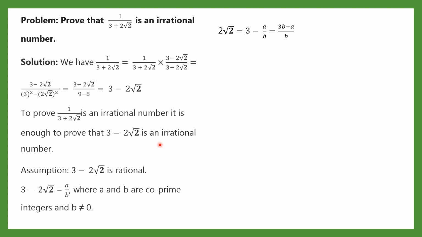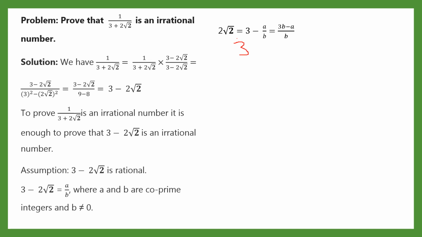As it is rational, 3 minus 2 root 2 is equal to a by b, where a and b are co-prime integers and b not equal to 0. Now you have to simplify this equation. Check carefully. In this equation, the irrational number is root 2. Root 2 should be on one side, remaining all should be on the other side. But the term which includes the irrational number has a minus sign, so I will make it a plus sign. To make it plus, we will take it to the right side. Then what will I get?